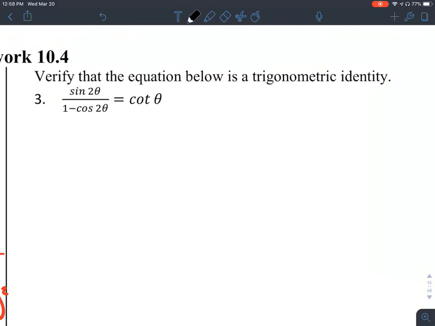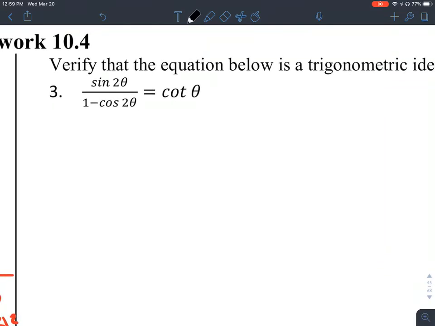Number 3, verify the equation below is a trig identity. So let's do this. Let's get a little cray-cray, shall we? I like to work with the more complicated side first. So I'm going to do that. I'm going to change sine of 2 theta into the double angle identity, 2 sine of theta cosine of theta.